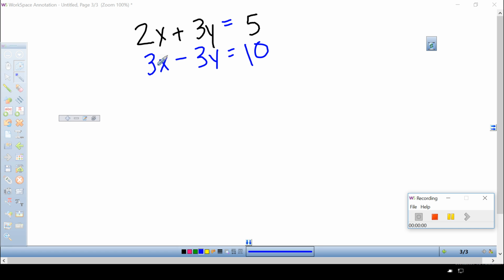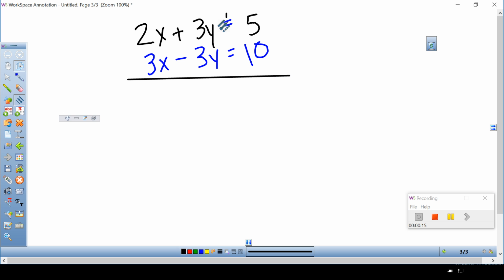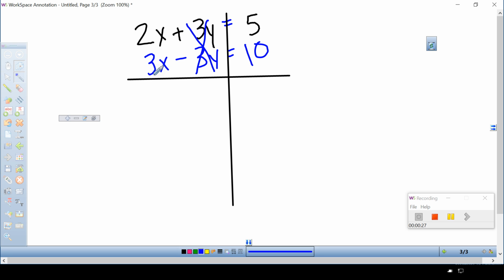Okay, I have two equations that have an x and a y. Well, the method we're going to use is elimination. Elimination allows us to get rid of one of the variables, and in this case, we're going to get rid of the y's. So, if I have a positive 3y and a negative 3y, those two are going to cancel each other out when I go to combine these two equations.